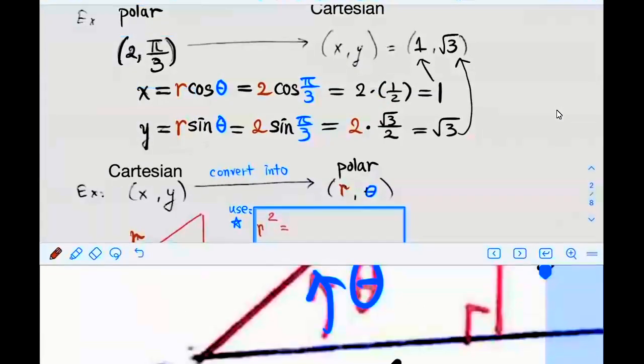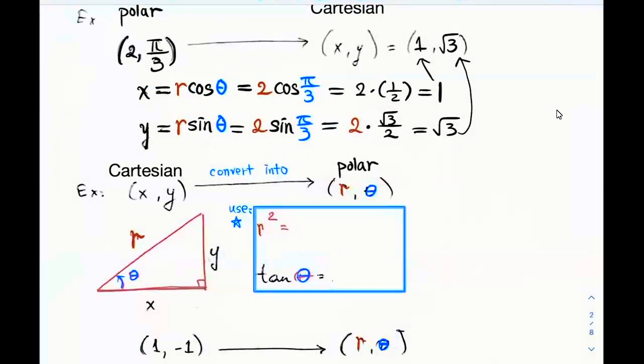This is a right triangle, so it's going to satisfy the Pythagorean theorem. So how is this r here related to x and y? X squared plus y squared. Good job. So that will be x squared plus y squared equal to r squared. If you figure out this r squared, then you can figure out the r later on, right?